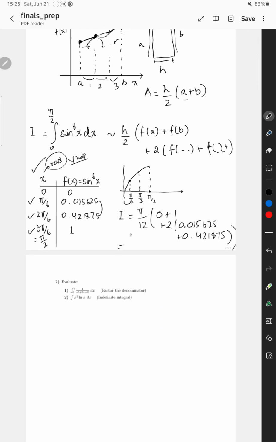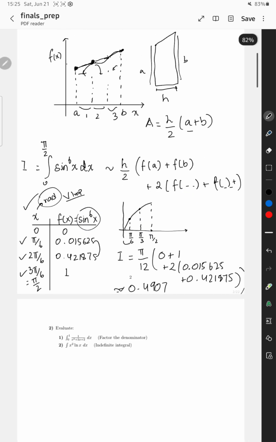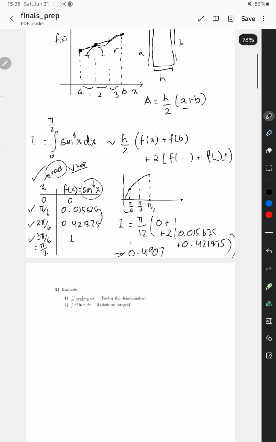So let me just check the answer. I did it. Okay, it was 0.4907, I think. And the actual answer, although this function seems like it cannot have a closed form solution, it does have a closed form solution, and the answer that you find from there is 5 by 32 pi, which is almost the same. It's 0.4908. So we get it to a good degree of accuracy.